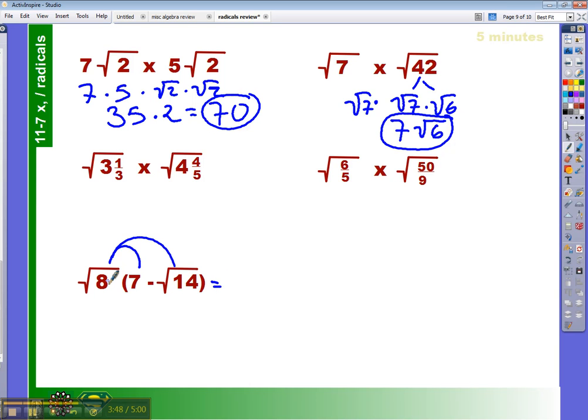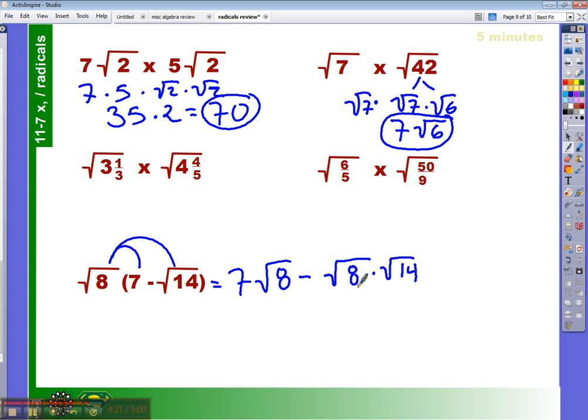Square root of 8 times 7 is simply 7 times the square root of 8, minus, what is the square root of 8 times the square root of 14? I'm going to write it this way. We have the square root of 8 times the square root of 14.